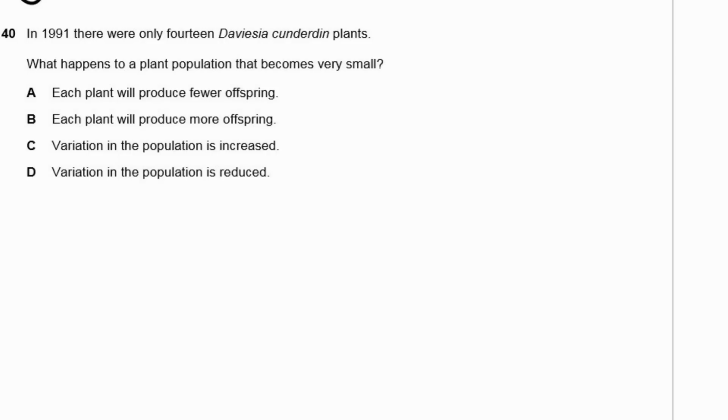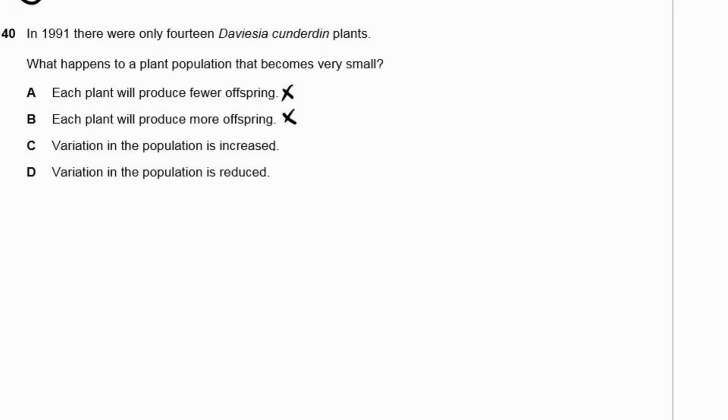Question 40. In 1991, there were only 14 Devisia chondridin plants. I have no idea what they look like, but it's okay if you don't know. There are only 14 of them. What happens to a plant population that becomes very small? Each plant will produce fewer offspring. Well, if they have access to the proper number of gametes, if they're being fertilized, then they will produce the same number of offspring as if there is a large number. Each plant will produce more offspring. No, they'll produce the same number per plant.